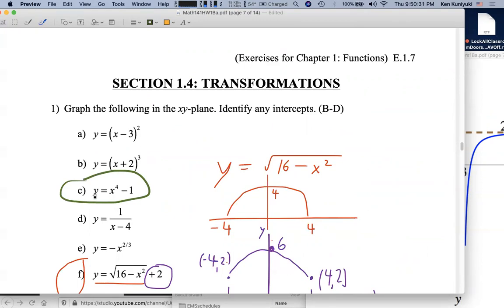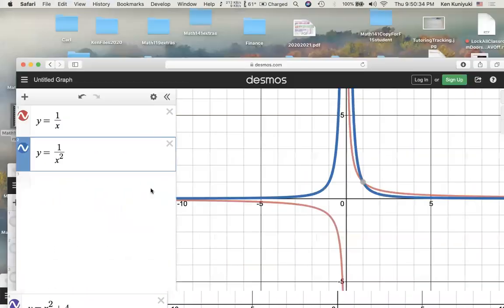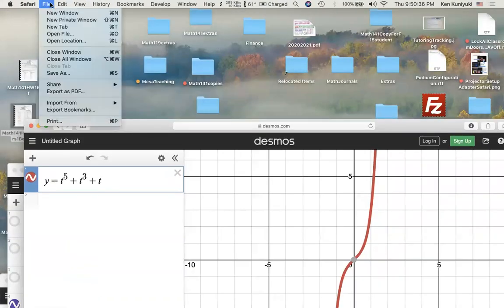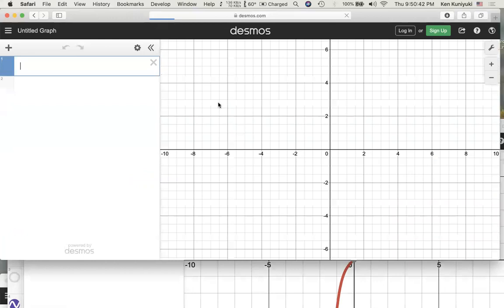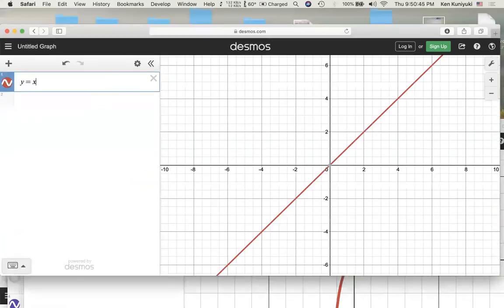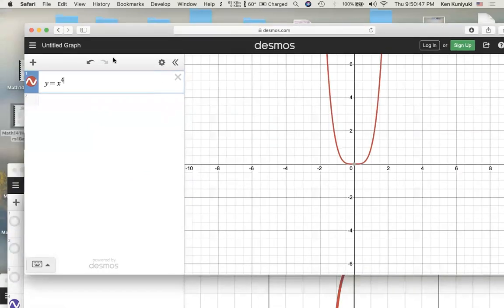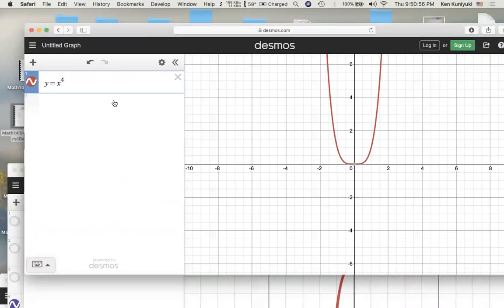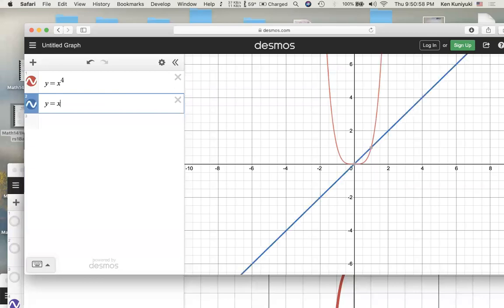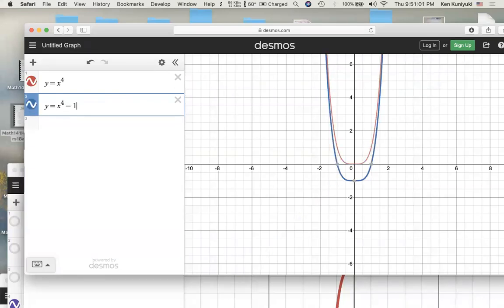Okay. So how do we graph? Well, let's go to Desmos. How do we graph y equals x to the 4th? I should have gone to Desmos at the beginning. All right. Y equals x to the 4th. That's a bowl. It's not a parabola, but it's a bowl opening upward. What does the -1 do to the graph? Y equals x to the 4th minus 1 in blue. Translate down 1 unit. We do have a y-intercept at 0, -1.